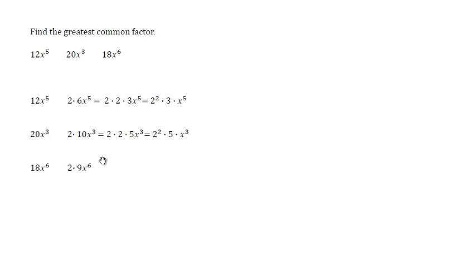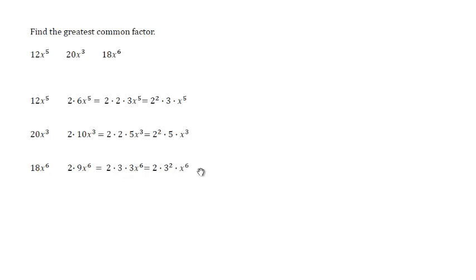18x to the 6th. 2 times 9, x to the 6th. 2 times 3 times 3, x to the 6th. Is 2 times 3 squared, this time because there are 2 3's, times x to the 6th.